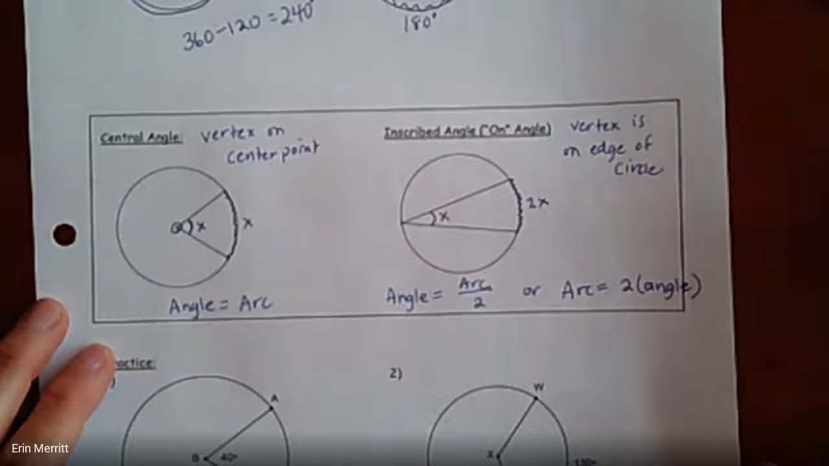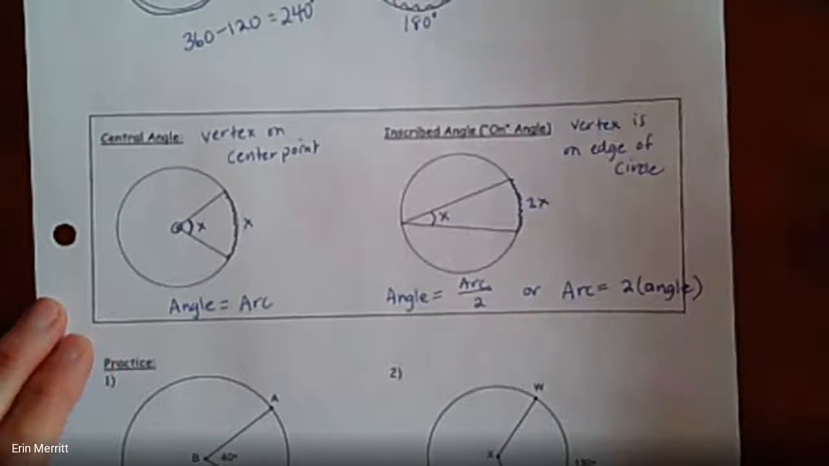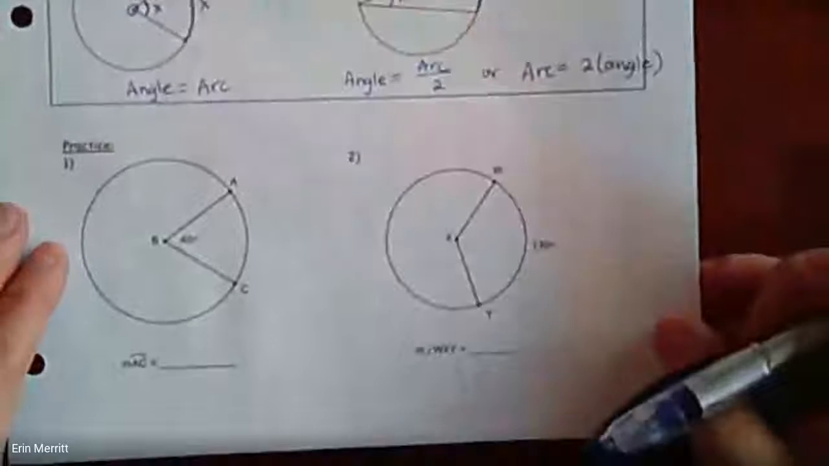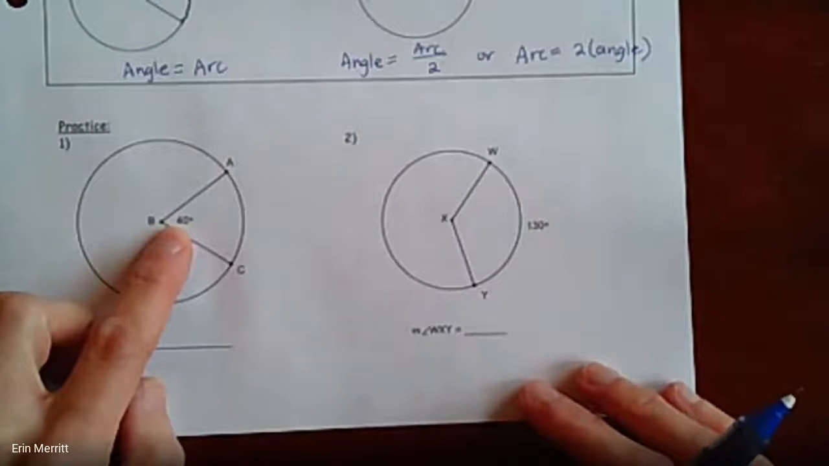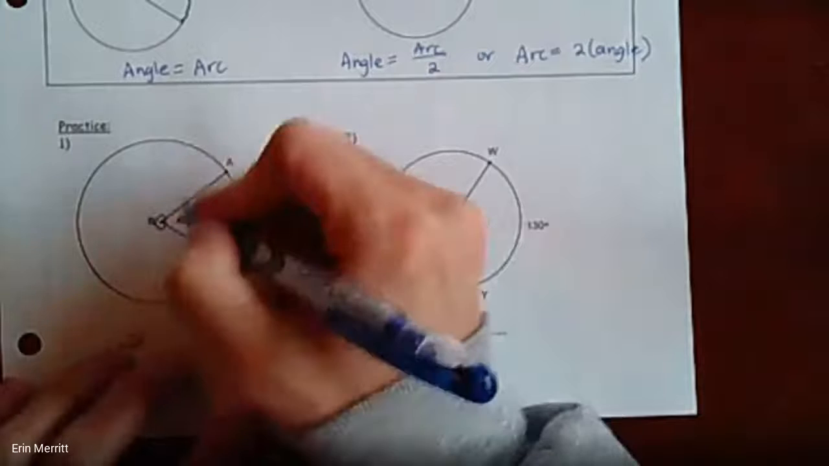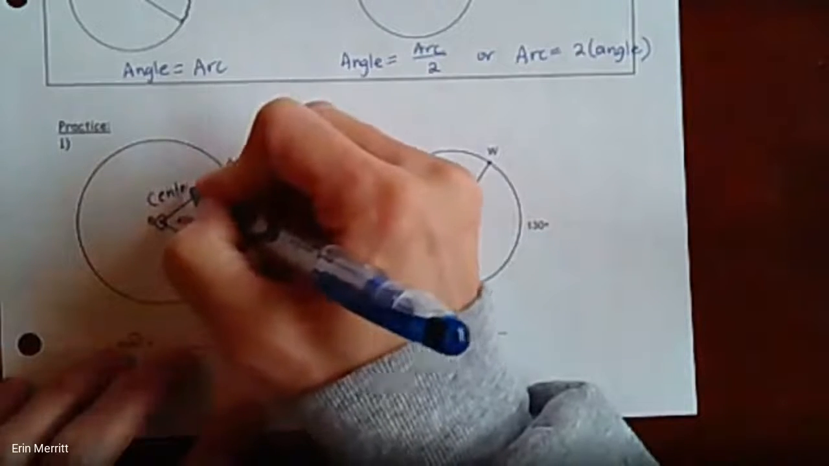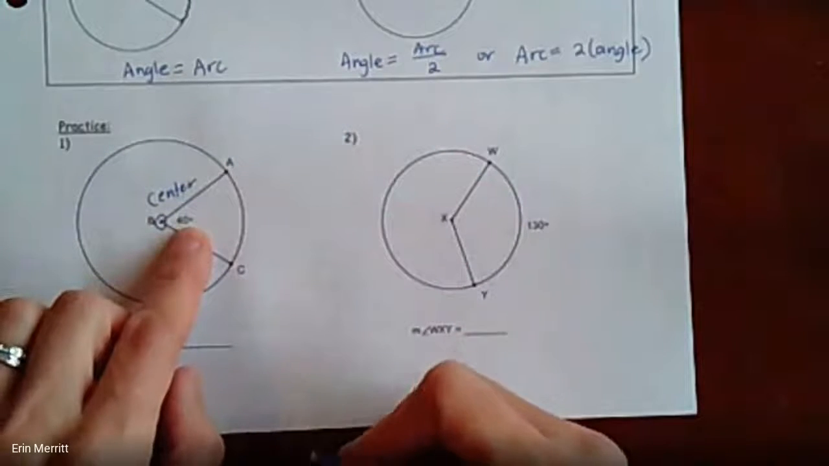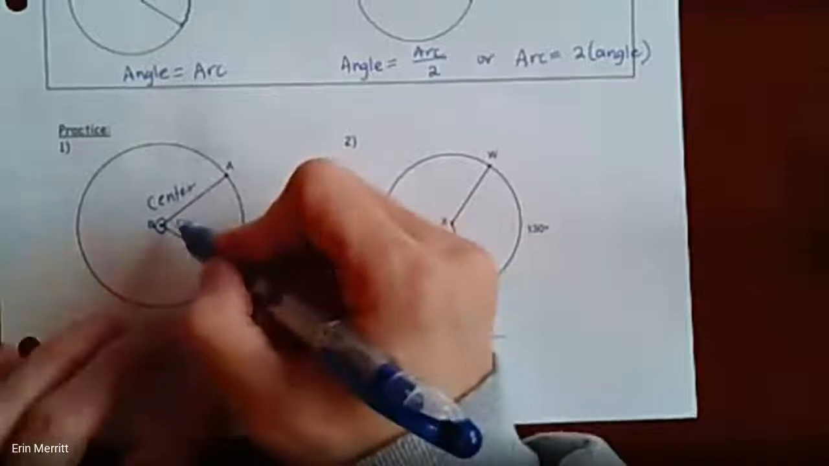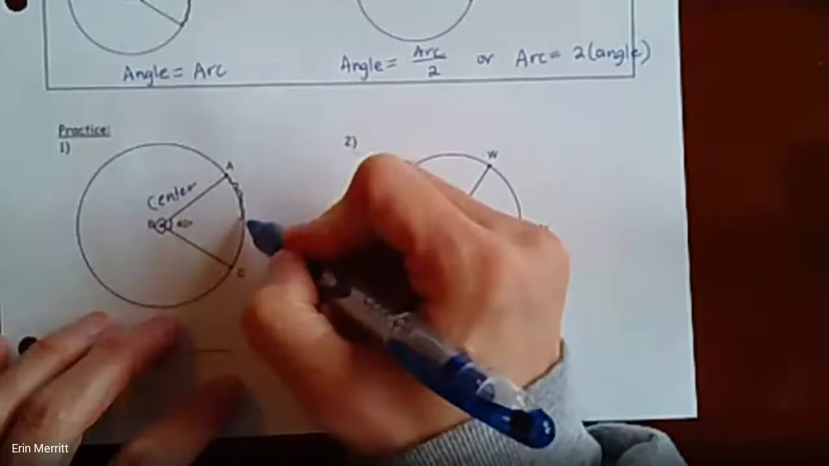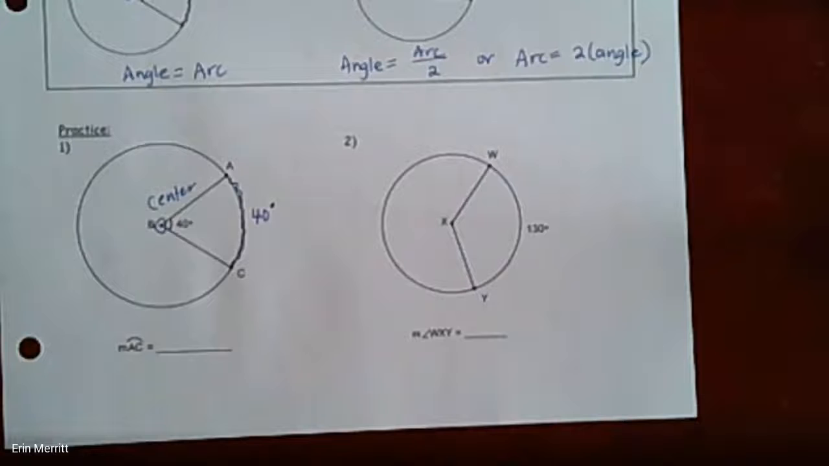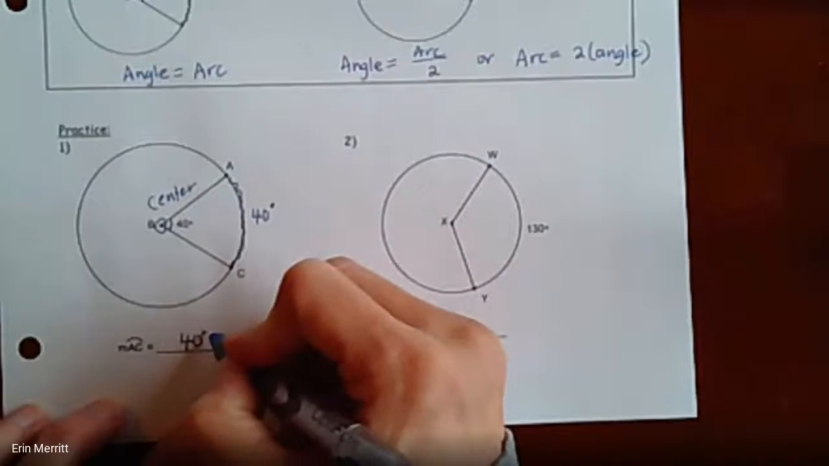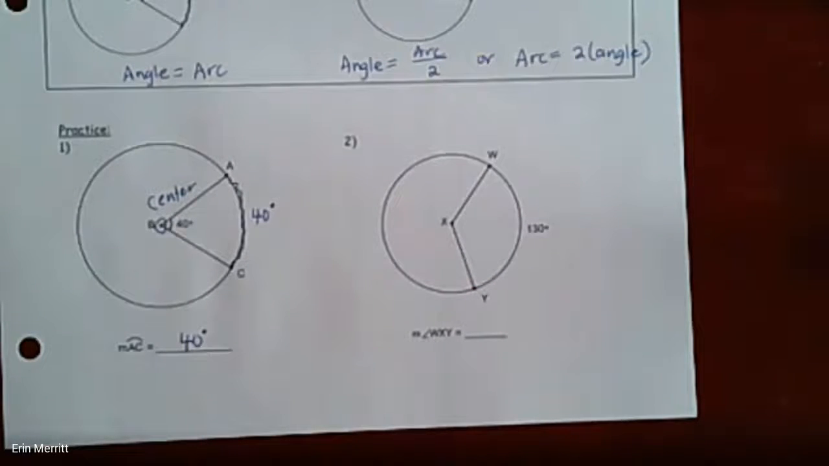So we're going to do just a few of these with you. So if we slide down, the very first practice one here, look at where the vertex is. This one's on the center, which means it's a central angle. So that's the first rule. So if this is 40 degrees, easy peasy. This is 40 degrees right there. So arc AC is 40 degrees.